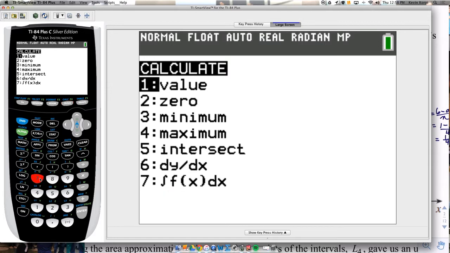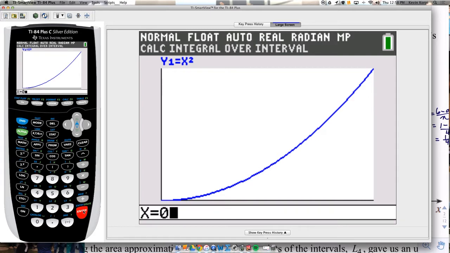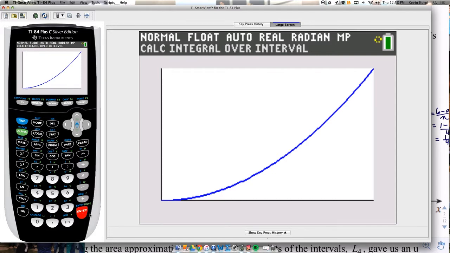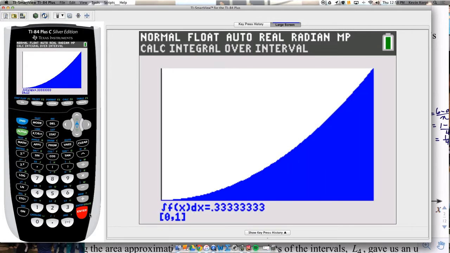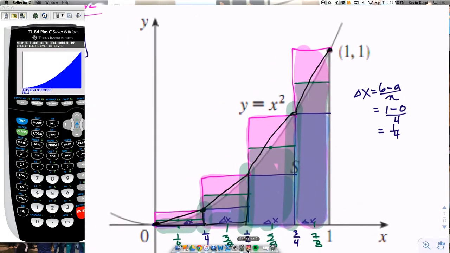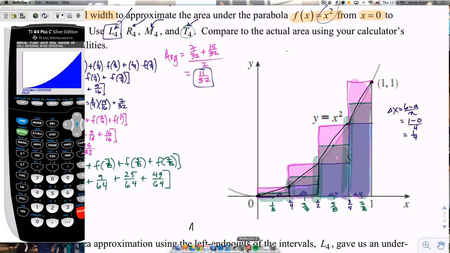So if you choose 7, the lower limit is your lower bound. We're starting at 0. Hit enter. The upper limit, we went all the way to 1. Hit enter. Prepare to be wowed. Ready? Ooh, ah. And now look what it says. It says the integral of f(x) dx is 0.33333333333, which we know to be 1/3. Guess what the actual area is of this? 2/6. Very good. 1/3. The actual area is 1/3.